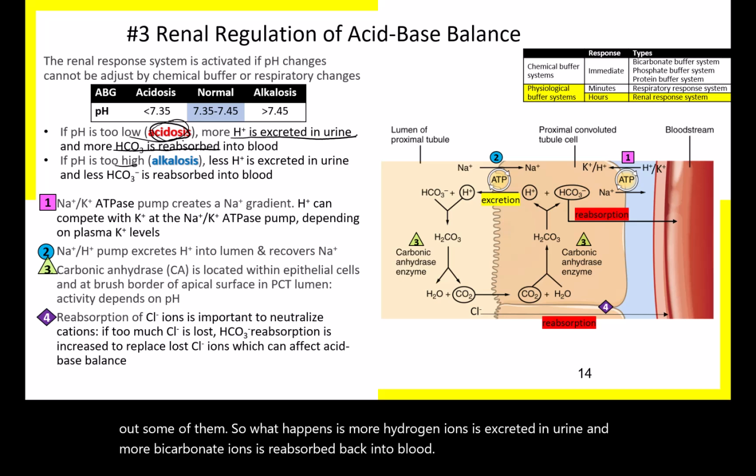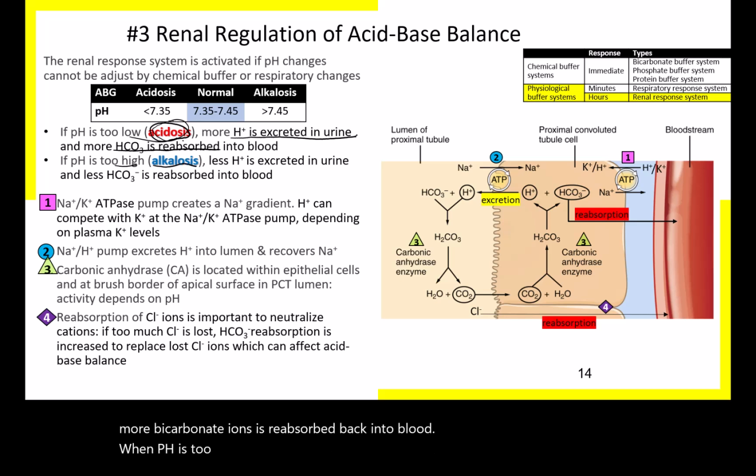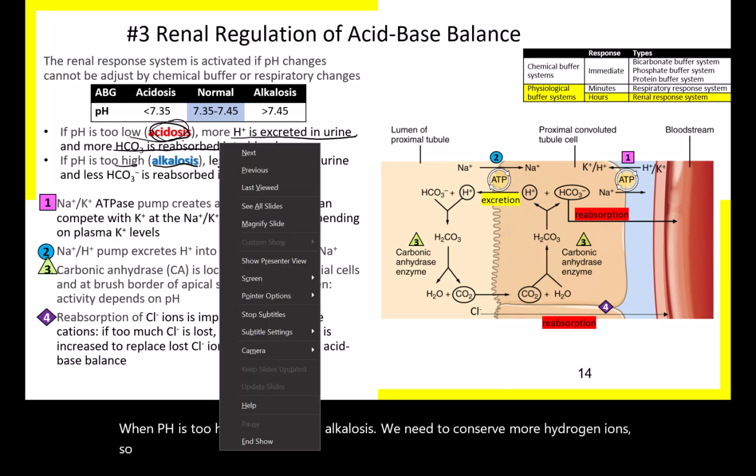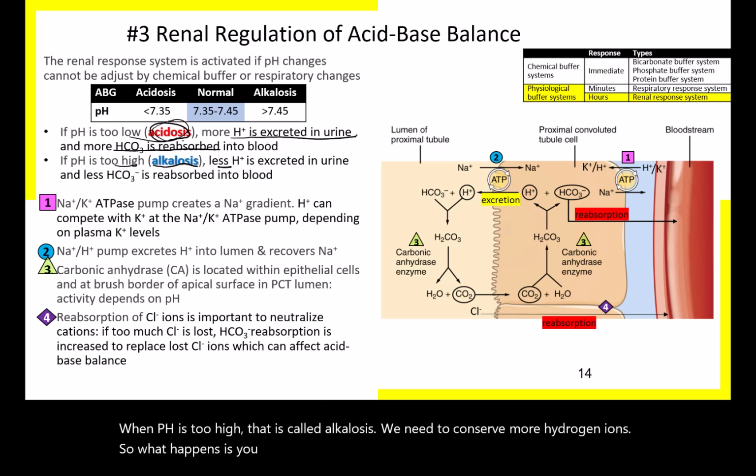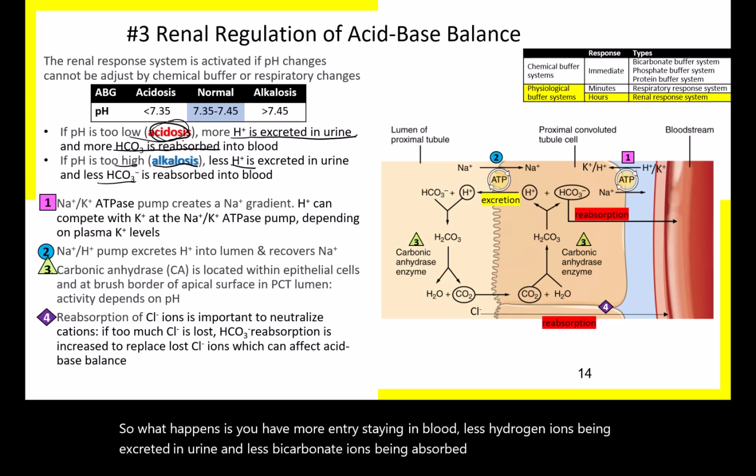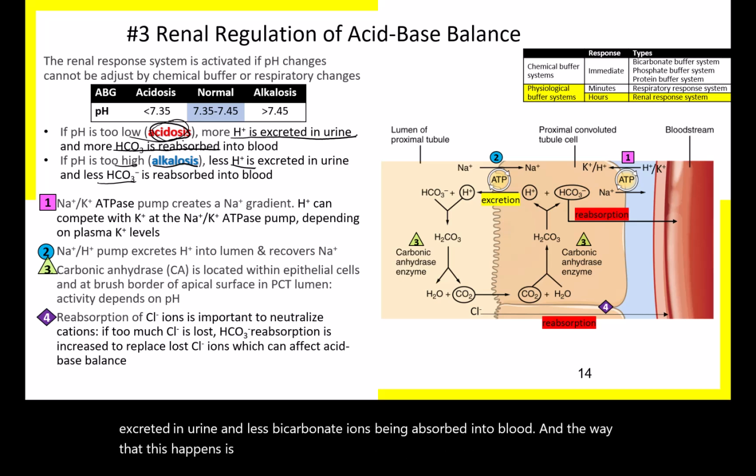When pH is too high, that is called alkalosis. We need to conserve more hydrogen ions. So what happens is you have more staying in blood, less hydrogen ions being excreted in urine, and less bicarbonate ions being absorbed into blood. And the way that this happens is through these four related mechanisms.